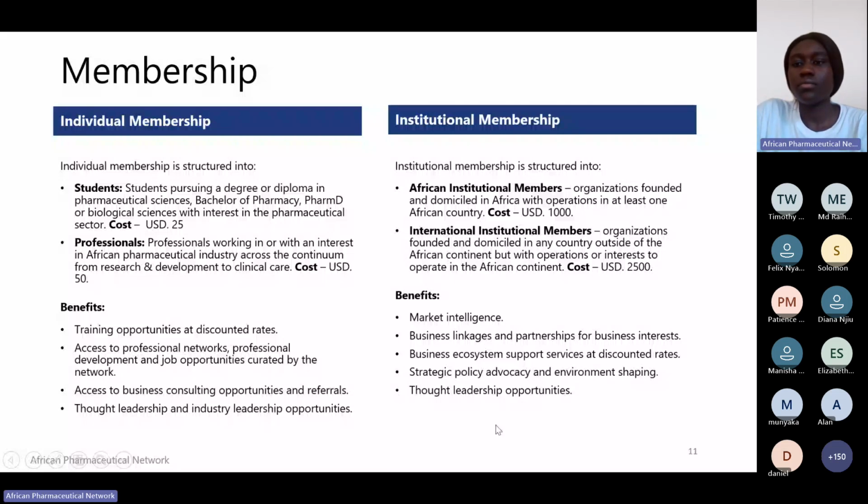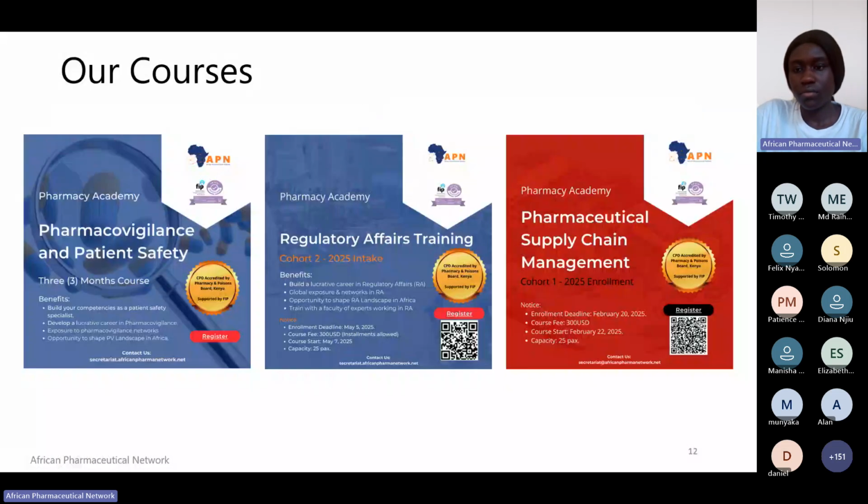Some of the courses that we have, I had mentioned the 3, and currently we have enrollments going on for all the 3. So if you're interested, do feel free to reach out to us to enroll. All our courses are 3 months, and they are taking place once a week. So it's quite convenient for someone who is managing both work and trying to also enhance their professional, or rather develop their skills.